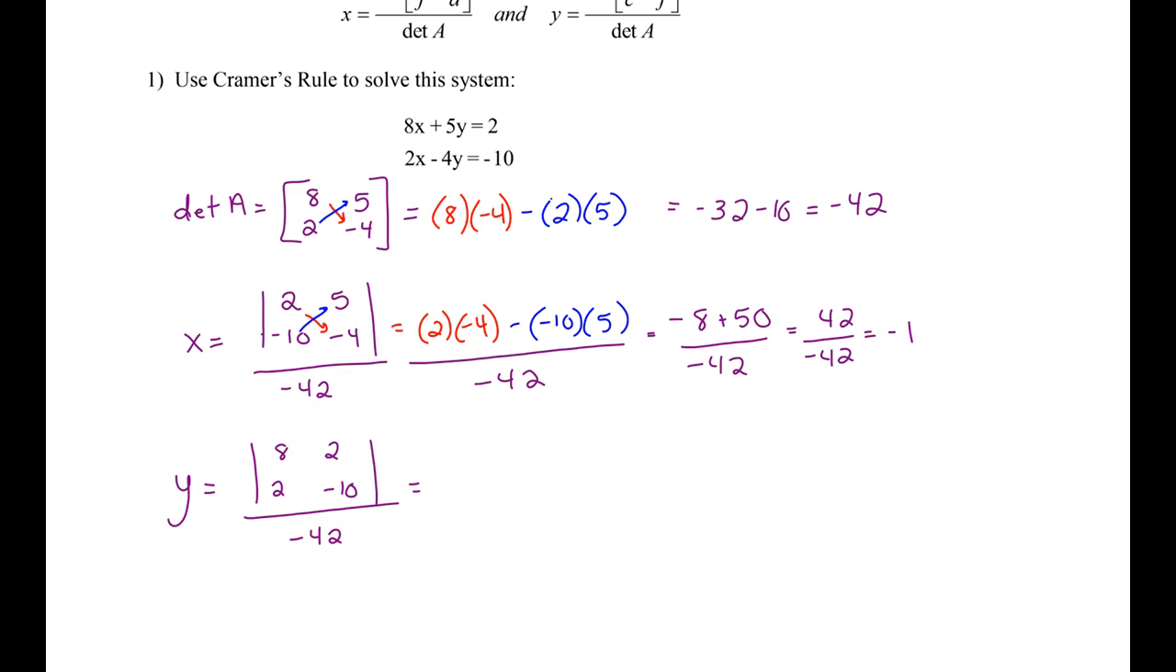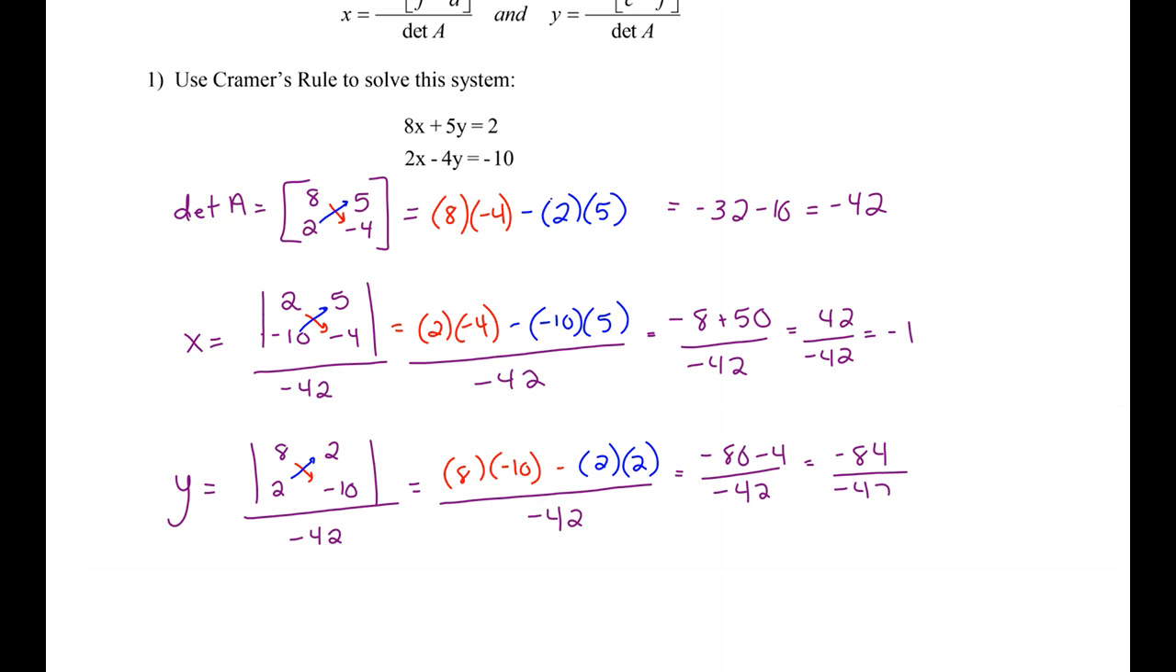So if I look at my diagonals down, I get 8 times negative 10, and that's subtracted by the diagonals up, which are 2 times 2. And this is still over negative 42. So I get negative 80 minus 4, which gives me negative 84 over negative 42, or positive 2.